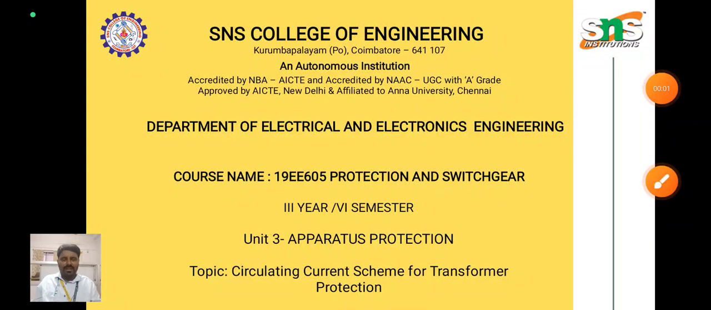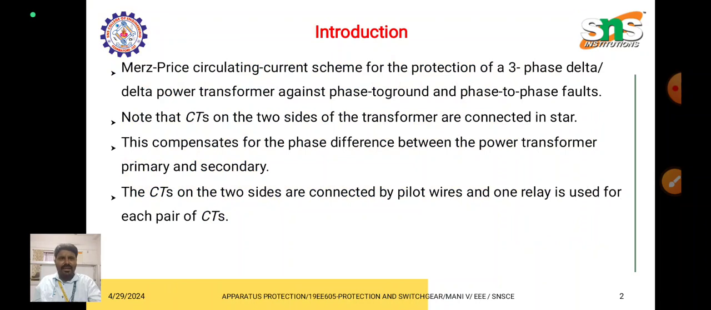Hi everyone, welcome back. In today's lecture, we are going to see the circulating current scheme for protection of a transformer, which may also be called the Merz-Price circulating current scheme. The Merz-Price circulating current scheme for the protection of a three-phase delta to delta power transformer is against phase to ground as well as phase to phase faults.